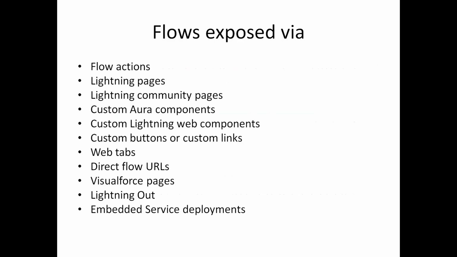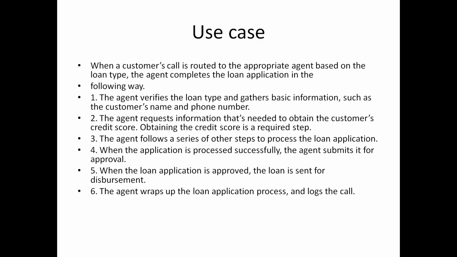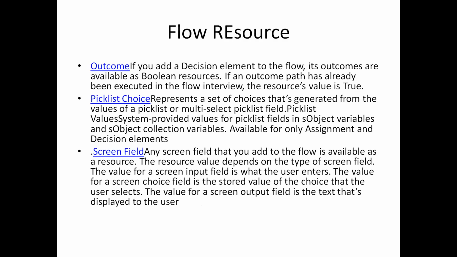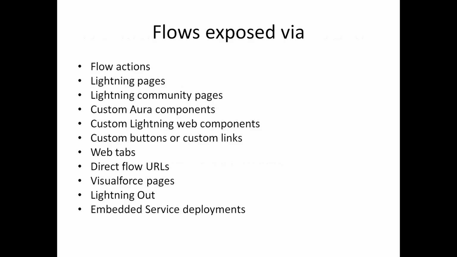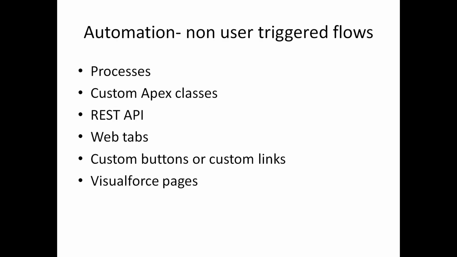Now let's take a look at how flows are exposed: via flow actions, Lightning pages, community pages. These are the places where you can expose the flow that you create. Also web tabs, Lightning Out, embedded services deployments. We'll take a look at how to expose it via the UI, the Lightning pages. And let's look at the flow resources: we have outcome, picklist choice, screen field. These are a couple more flow resources.